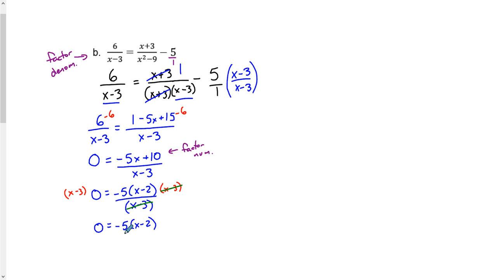Now does negative 5 ever equal 0? No. But x subtract 2 could equal 0. More specifically, by adding 2 to both sides, x equals 2.